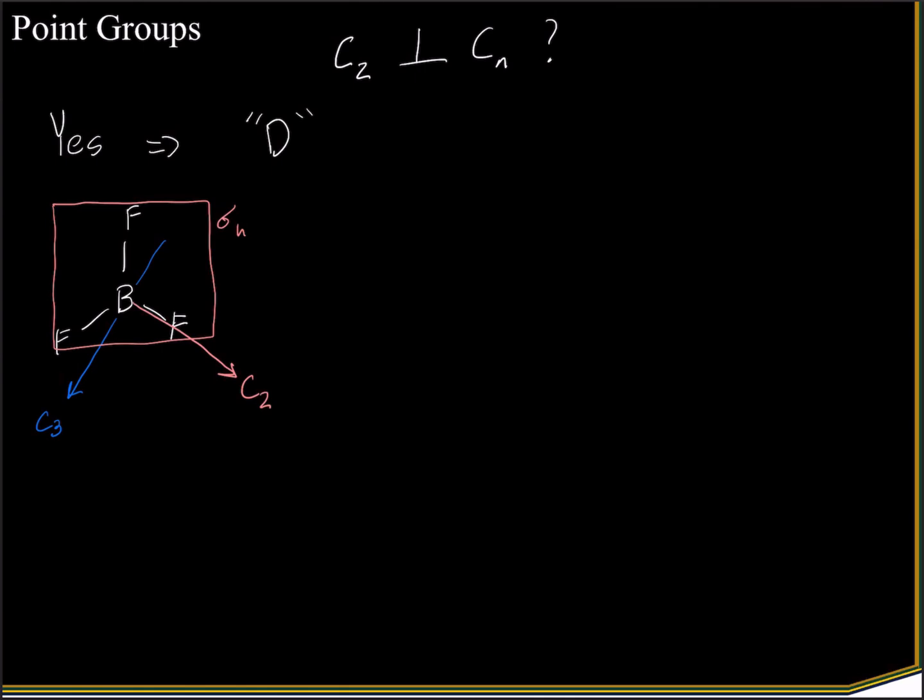So following our flowchart, we are now done. We would see that BF3 is a molecule that falls into the D3h point group. This 3 comes from our principal rotation axis. Similarly, let's imagine that we had a molecule that did not have a horizontal mirror plane.